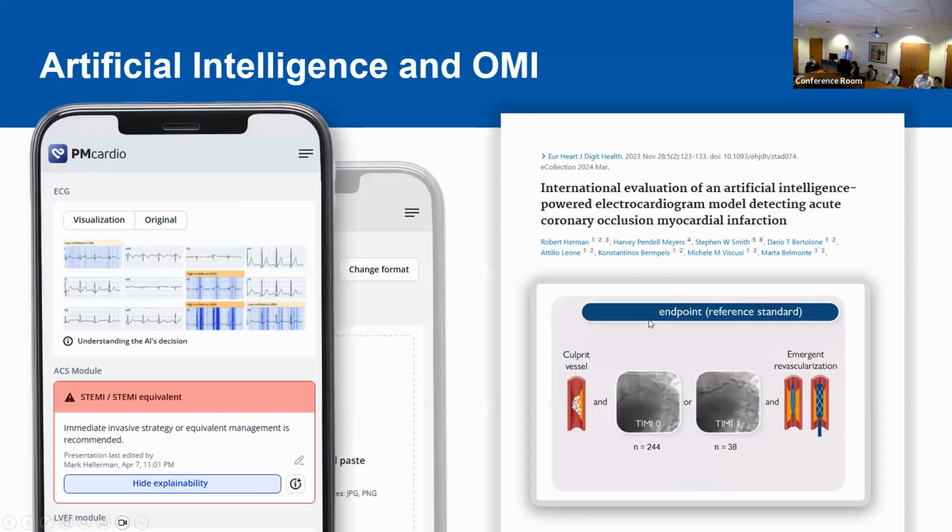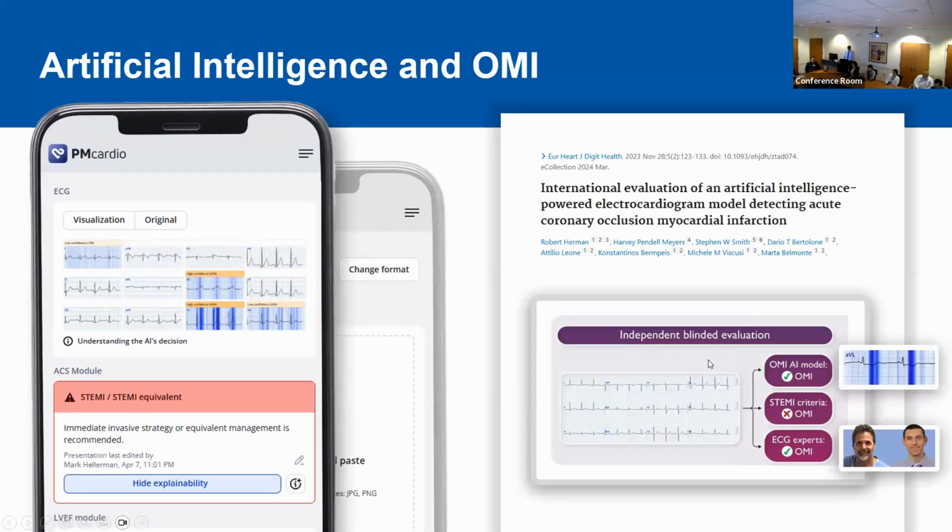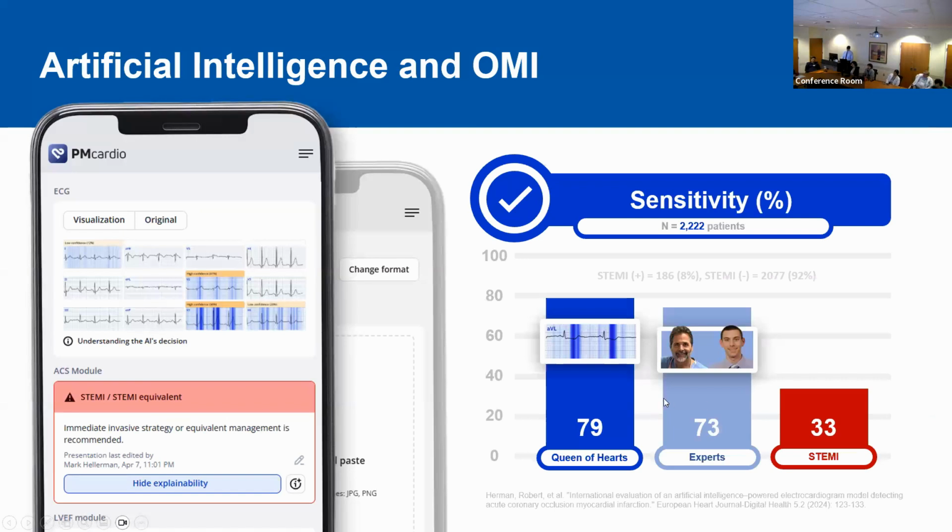They listed one of their outcomes as a culprit vessel with TIMI 0 or TIMI 1 flow. And then they took those EKGs and tested them against different blinded responders. The first was the OMI model itself. The second group was a group of cardiologists applying strict STEMI criteria. And the third was a group of OMI experts who turned out to be the authors, Dr. Smith and Dr. Myers.